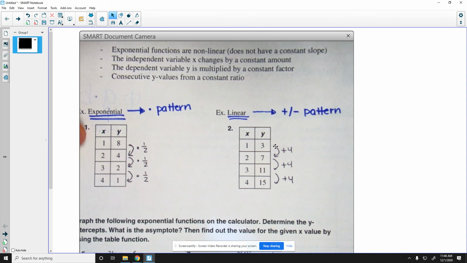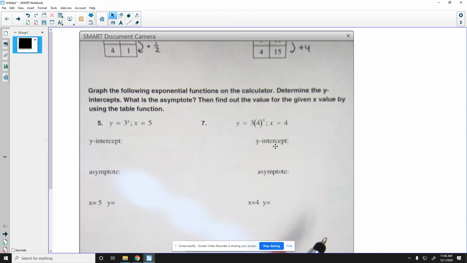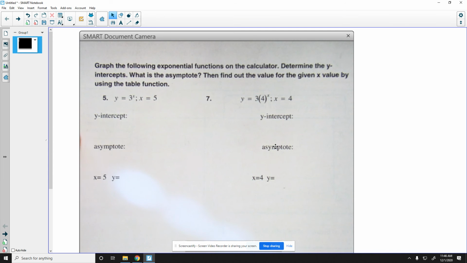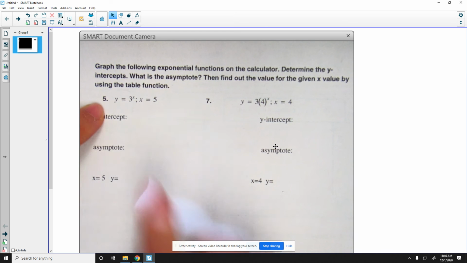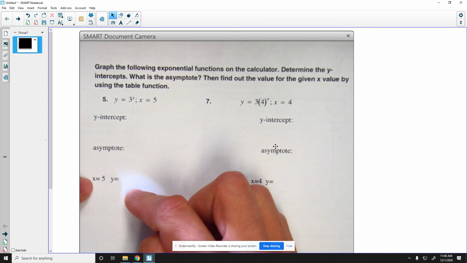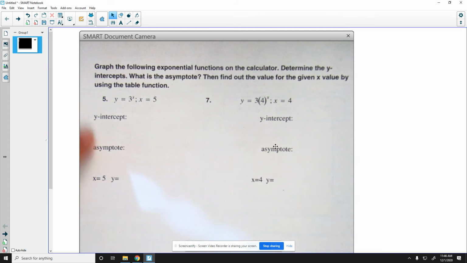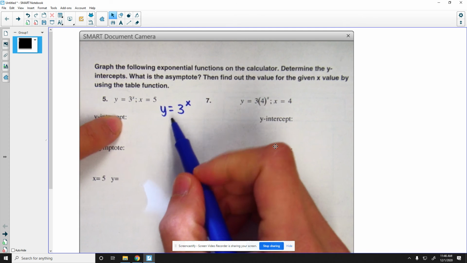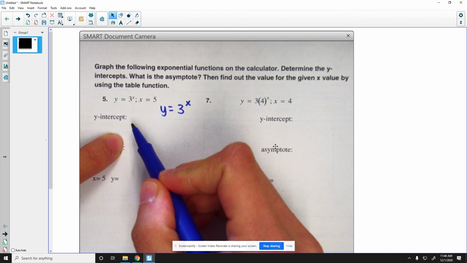All right. Now let's get into the meat and potatoes of this lesson. All right, so here's my equation. Let's go ahead and figure out what these 3 things are. Okay, so I'm going to write this a little bit bigger just so you guys can see. Here's my equation. I want to find the y-intercept.